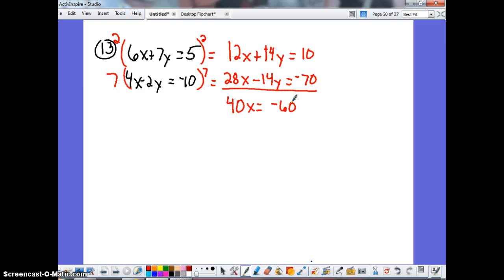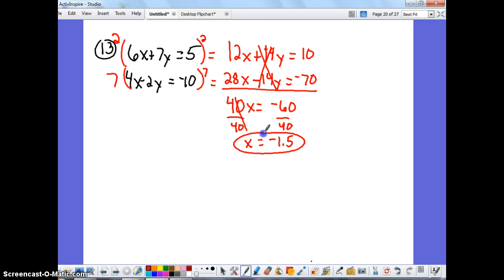Okay, so from here now I'm going to divide by my 40. So when I divide by my 40, I'm going to get x is equal to negative 1.5. So I'll take that as a decimal since it comes out as a nice decimal. X equals negative 1.5. I now need to find my y. I can plug it into either one of the original ones. It doesn't really matter. I'll just use the first one just because it has the negatives.